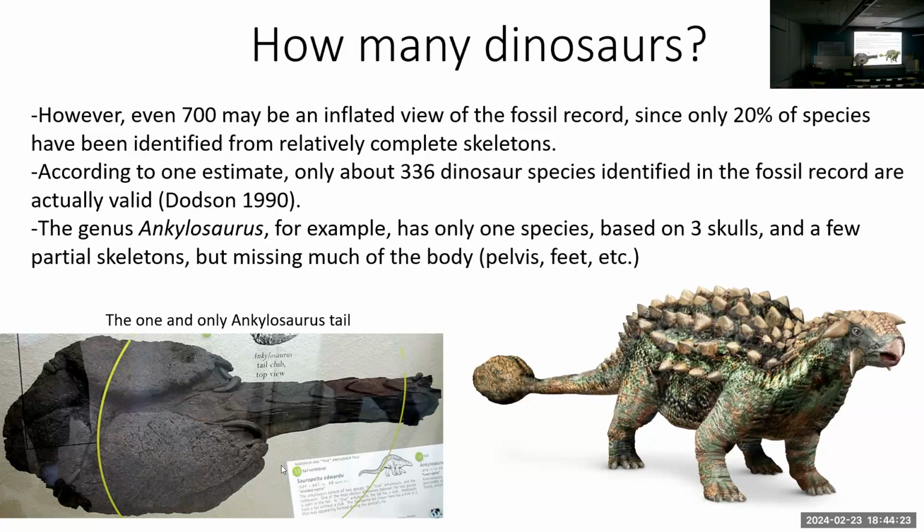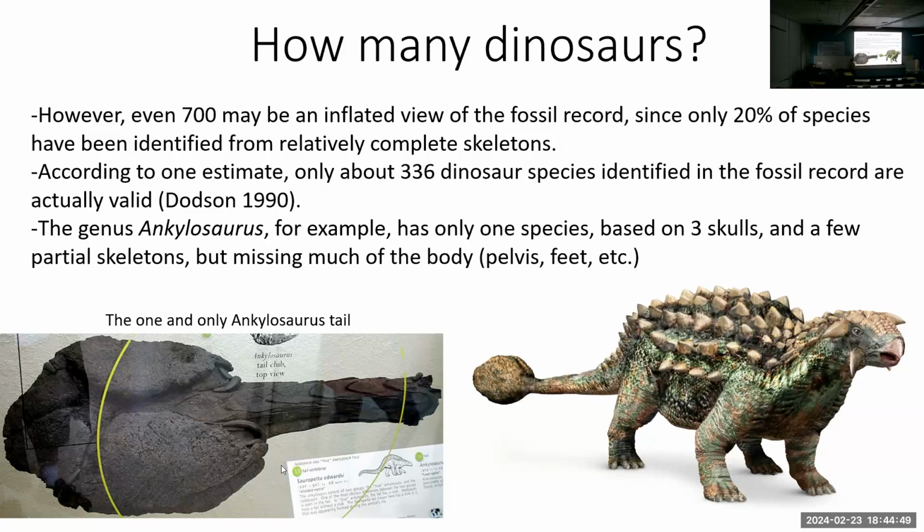But there are major parts of the body we've never found, like the pelvis and the feet. So these reconstructions of Ankylosaurus are guesswork. We've never found these parts of this dinosaur. They're guessing based on what they know about cousins of Ankylosaurus. For example, we only have one tail, so the tail gets a lot of attention, but there's only one in the whole world that we've ever discovered. It's this one right here.